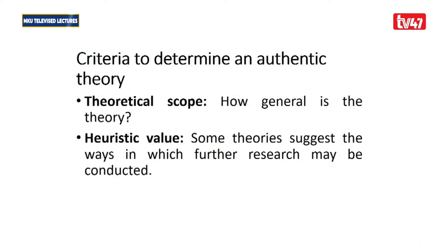Then, the heuristic value. Some theories suggest ways in which further research may be conducted. Let me explain that one. Remember, these people came up with ideas, which we are calling theories. Now, these were their ideas. They could be biased or they could be neutral. We don't know. Because as we will see, every time we are looking at theories, we don't argue about the truthfulness per se, but its application. How applicable is it? Because this person could have been biased. But can we still get something to apply?